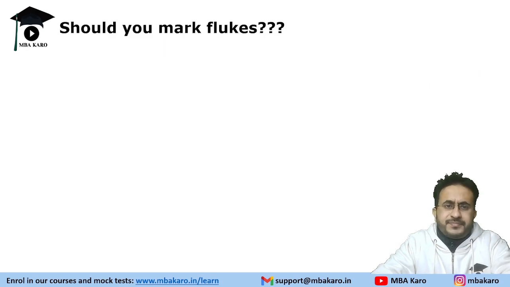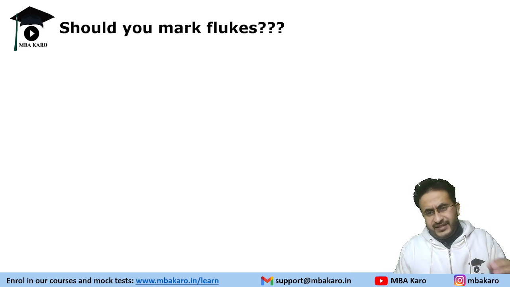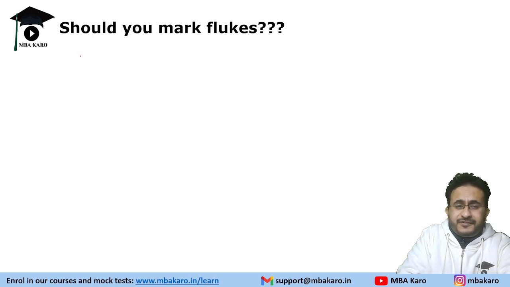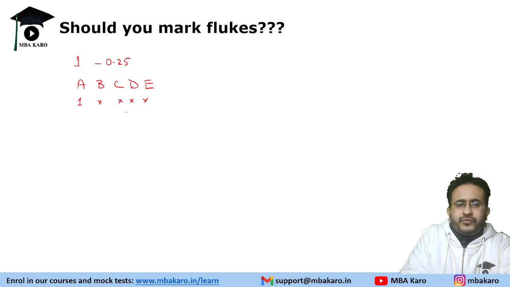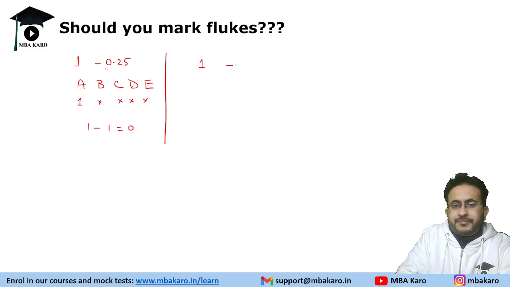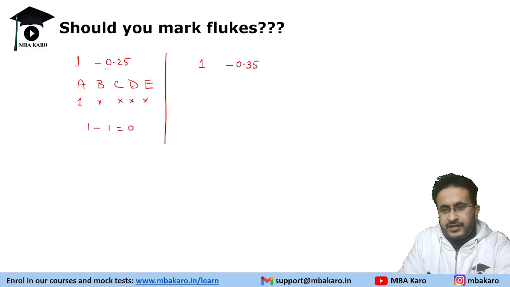Now the question comes: should you mark flukes in the examination to avoid this negative marking? We were discussing the statistics. I said that if you have a minus 0.25 scheme, and you mark 5 questions A, B, C, D, E randomly and get 1 correct and 4 incorrect, you will end up scoring 1 minus 1, that is 0 marks. Now consider the scenario where you leave more questions. So you have 1 for correct but minus 0.35 for incorrect.